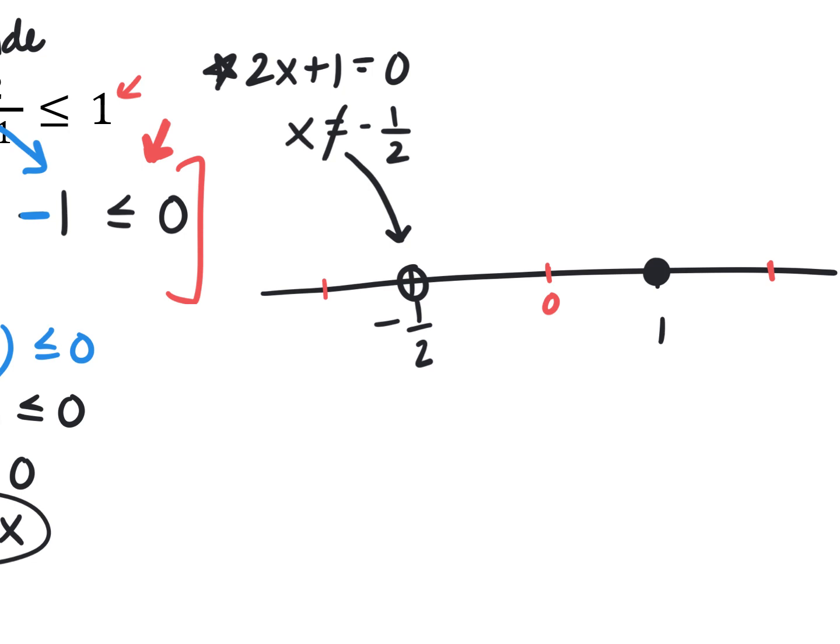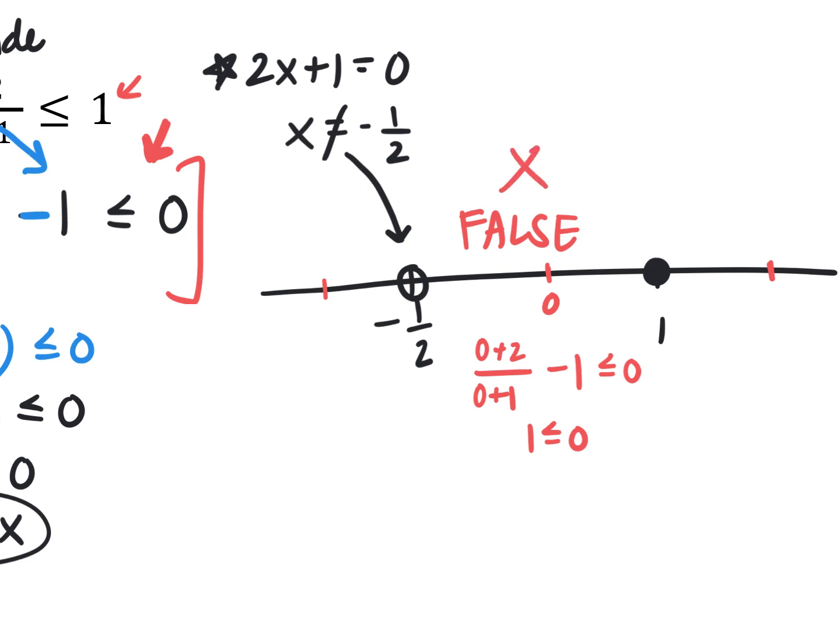So when I plug in 0, I get 0 plus 2 divided by 2 times 0, which is 0, plus 1, and then minus 1. Is this less than or equal to 0? That's what we need to see. 2 divided by 1, that's 2. 2 minus 1 is 1. Is 1 less than or equal to 0? No. All right, so above this one, we're going to say false. No value in between negative 1/2 and 1 is going to make that inequality true. You could also put an x if you want. So that interval is not true for my inequality.